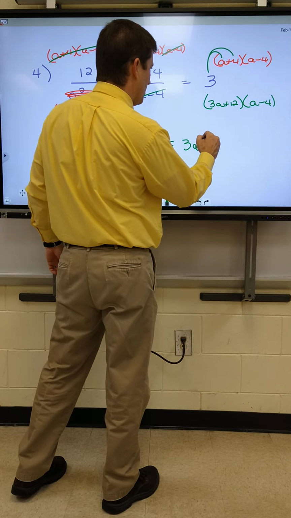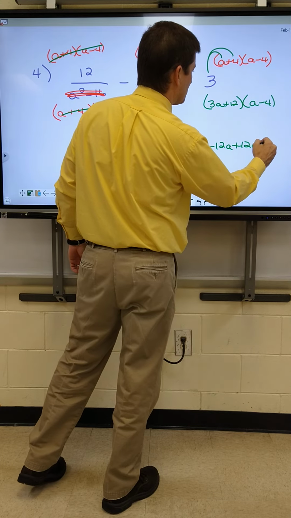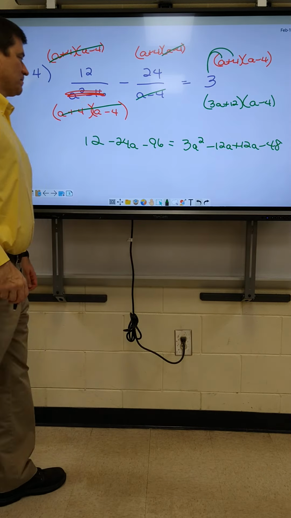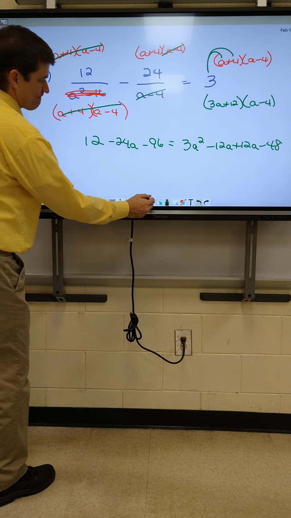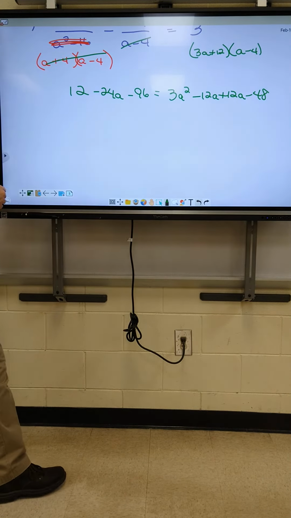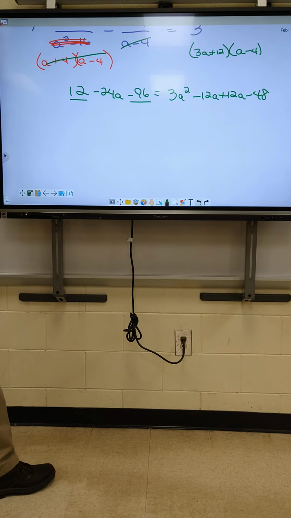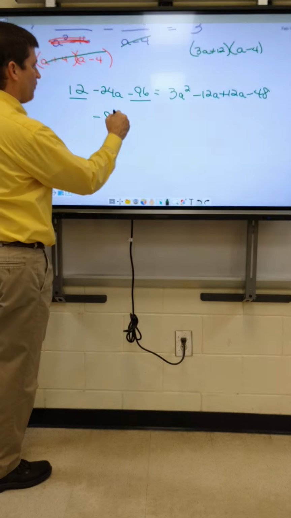Alright, so y'all should have 3a squared minus 12a plus 12a minus 48. Alright, so let's do like terms on the left, and y'all probably gonna have to help me. I don't have a calculator. 12 minus 96. Y'all combine those for me. What do y'all get? Alright, negative 84.